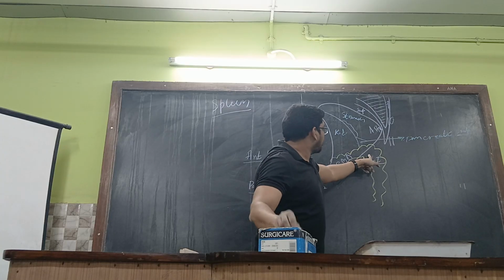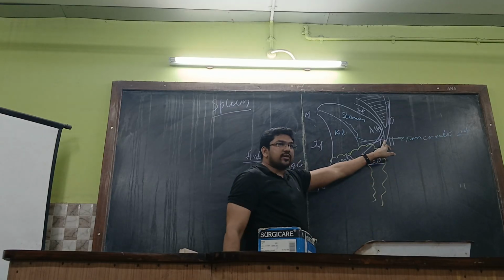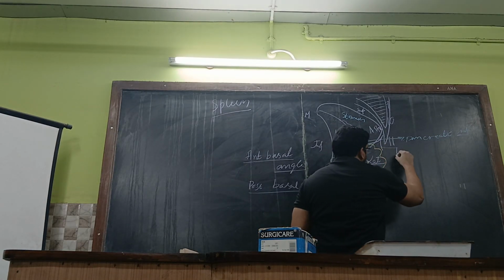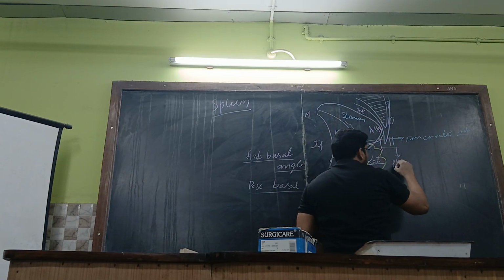Okay. But the thing you are supposed to understand is that this left colic flexure will hang from the diaphragm by means of a peritoneal fold. That is nothing but the phrenico-colic ligament. Phrenico-colic ligament you can say. Exactly.